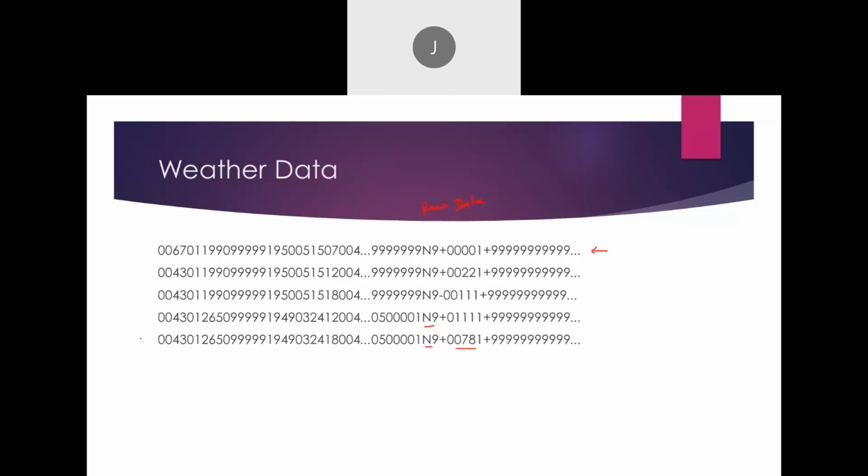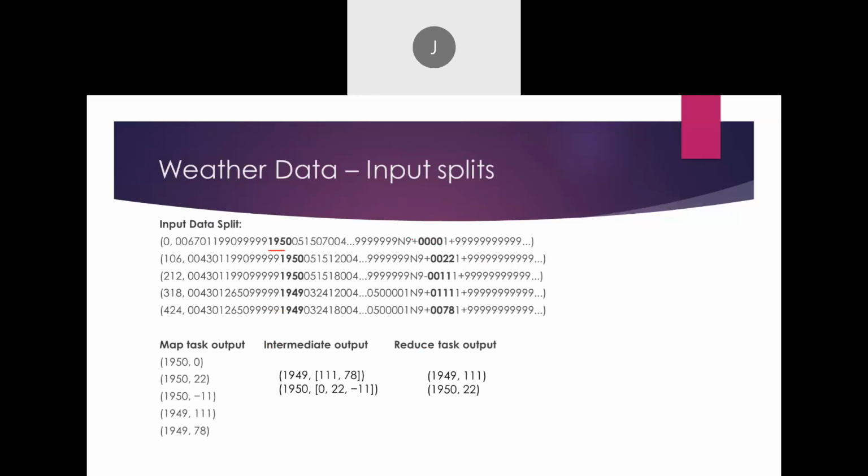Then they will find the logic to find out what is the maximum temperature in a particular year, or what is the temperature for each year. So here we have taken raw data like this. These are all years: 1950, 1949, these are the years. And this is the temperature. Yeah, this is the year, and this is the temperature.